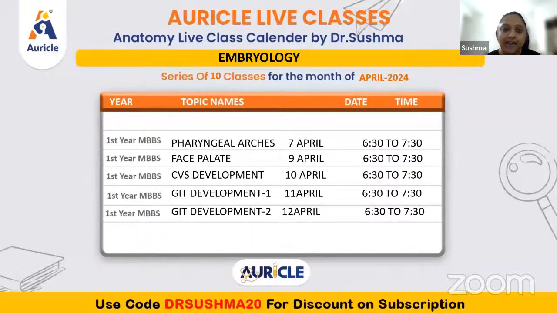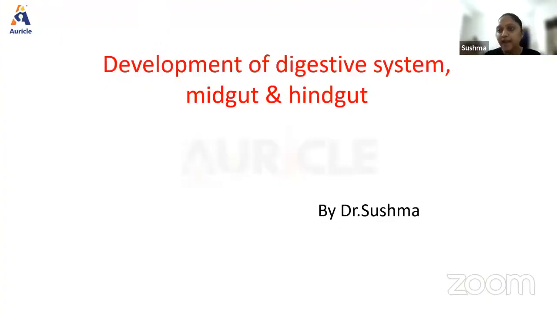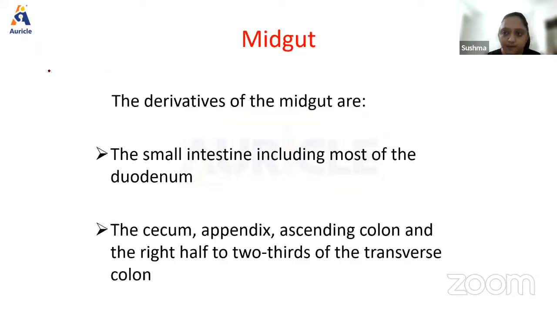Okay. Yes, with that, today we'll be dealing with GIT development 2, right? The hindgut and related structures. And we have come to the end of embryology, almost, just one more class left to understand the male urogenital system. That's the only one class that is left out. But today's class is about midgut and hindgut. It's going to be a really interesting class, and we will begin.